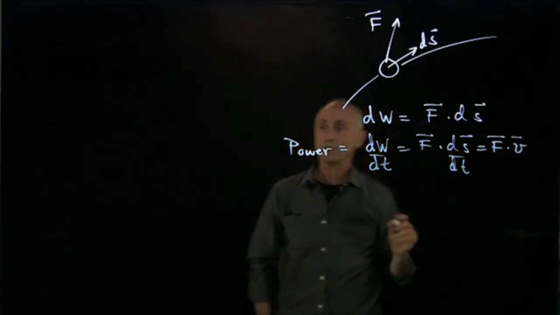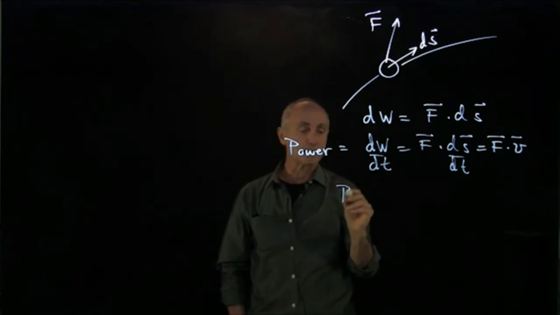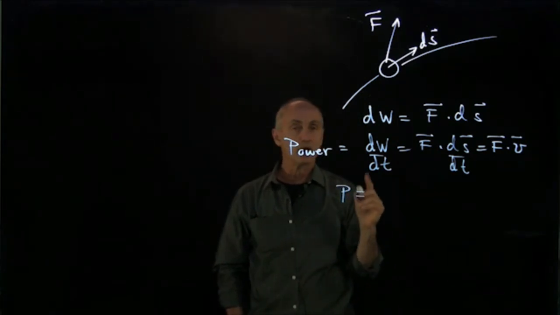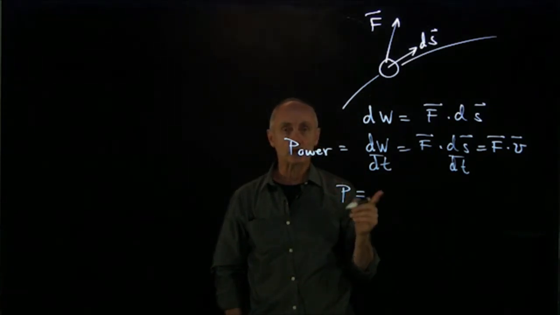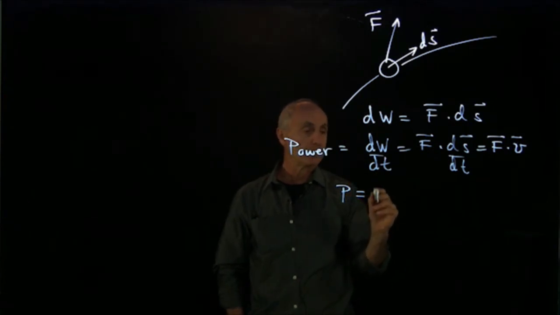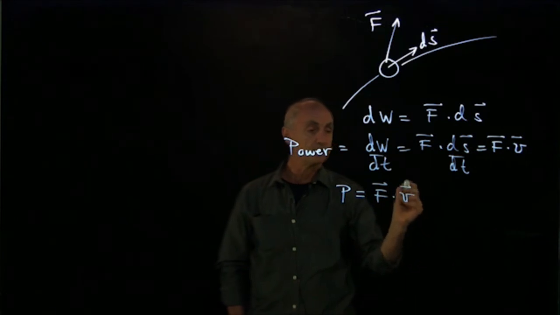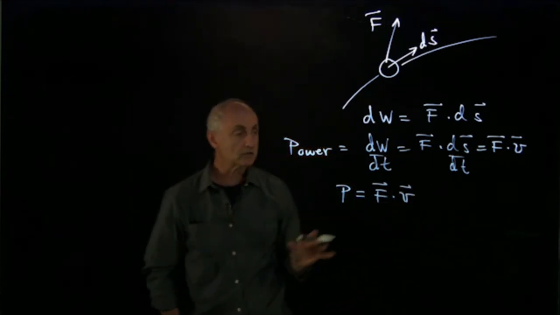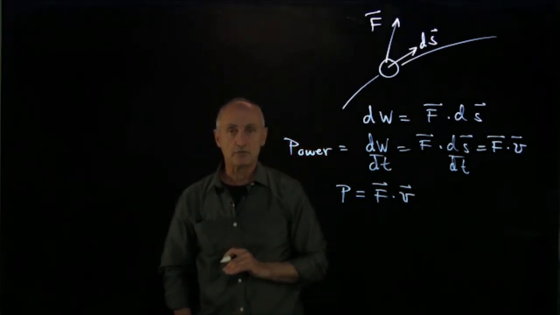So we see very simply that when we talk about power, and sometimes people use the symbol P, although we can also talk about pressure and momentum, so it's a little bit tricky. But here, the power is F dot v. And power is a concept that will appear in many different settings.